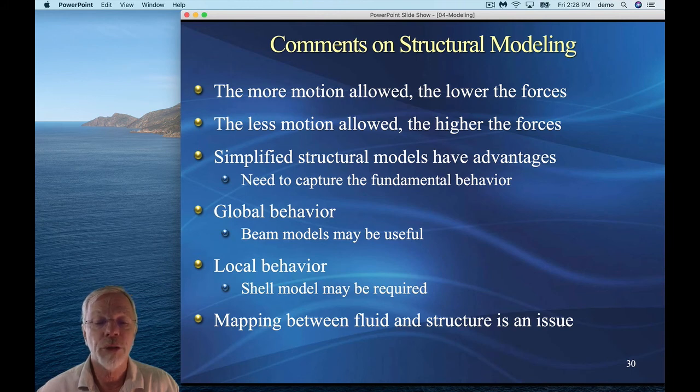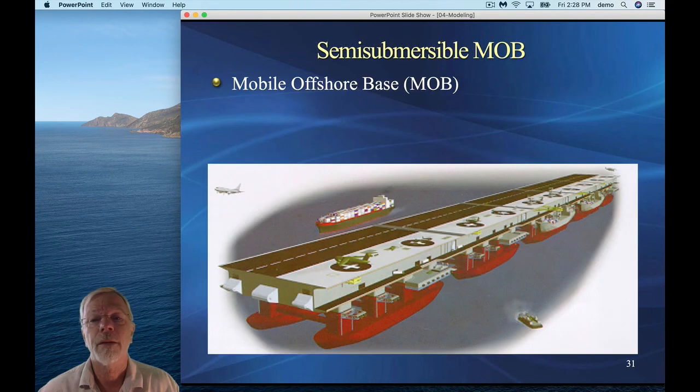We want to make sure that we keep in mind that we're going to have to couple the structural model with the fluid mesh, and so that's also an issue that drives how we're going to model both our structure and our fluid.